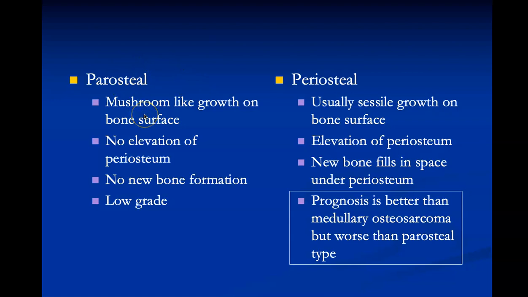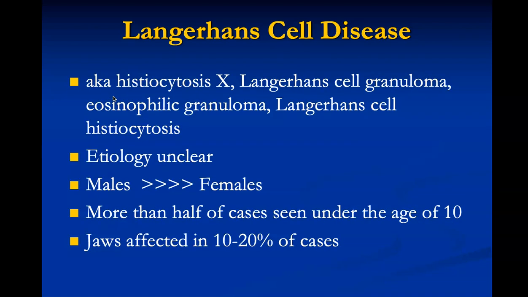The parosteal is a mushroom-like growth on the surface of the bone. It does not elevate the periosteum, whereas the periosteal type is a sessile growth that elevates the periosteum and then bone fills underneath that periosteum. The prognosis for juxtacortical osteosarcomas is better than for a conventional or medullary osteosarcoma. The periosteal is better than the medullary, but is worse than the parosteal. So the best type to get is the parosteal, not the periosteal type of peripheral osteosarcoma.